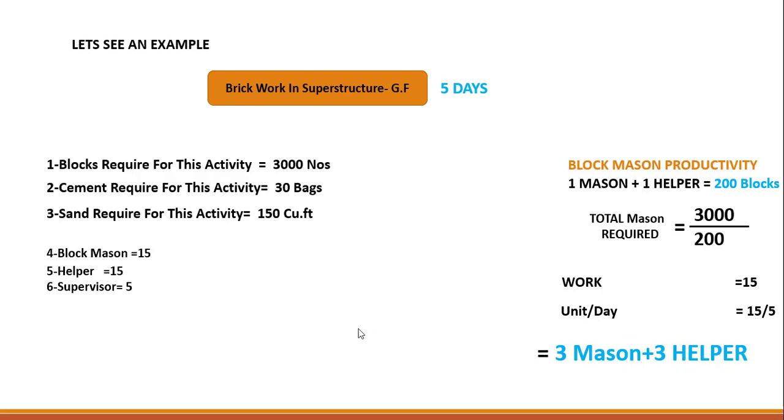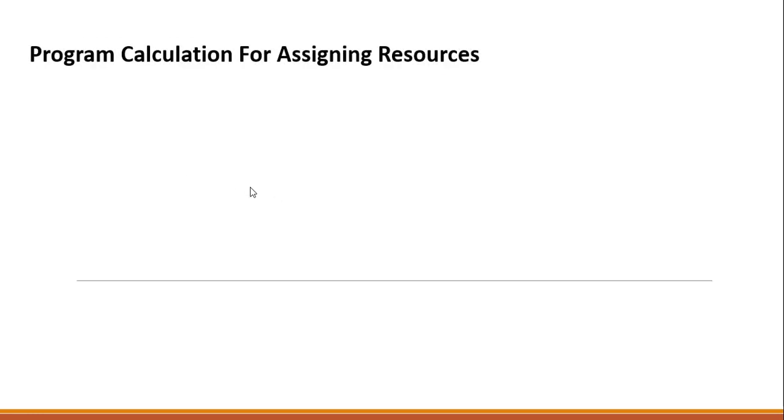So I have already explained what is work and what is unit, and while assigning the resources we need to just understand this work and the unit. This is very important, and make sure that you have understood this. Work and unit. Now next let's look at how the program calculates for assigning resources. The calculation of the program.